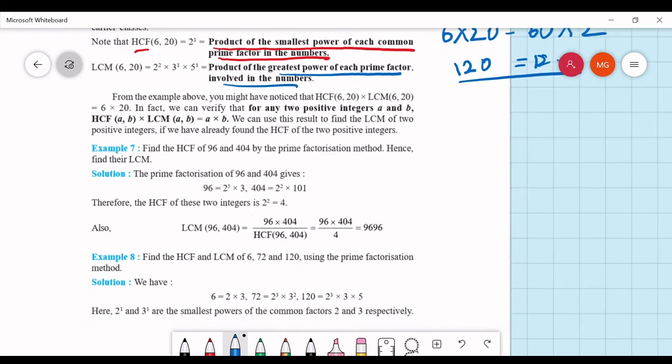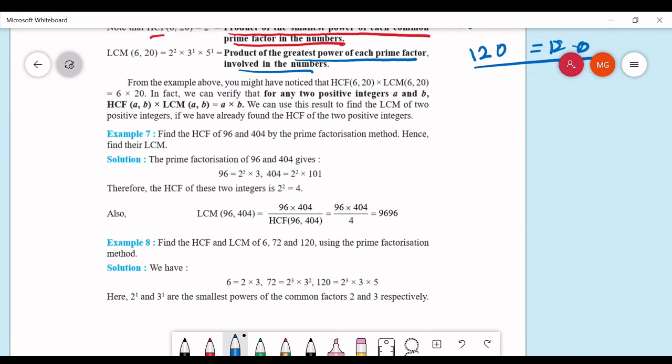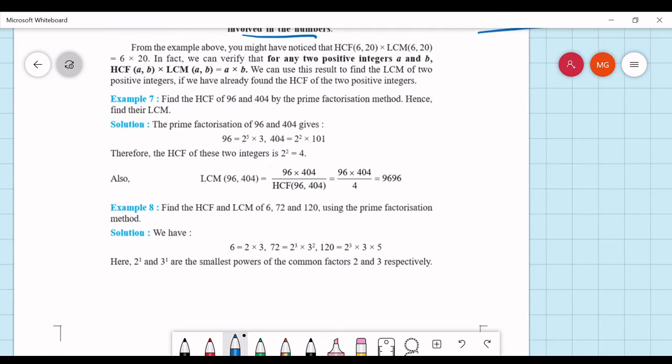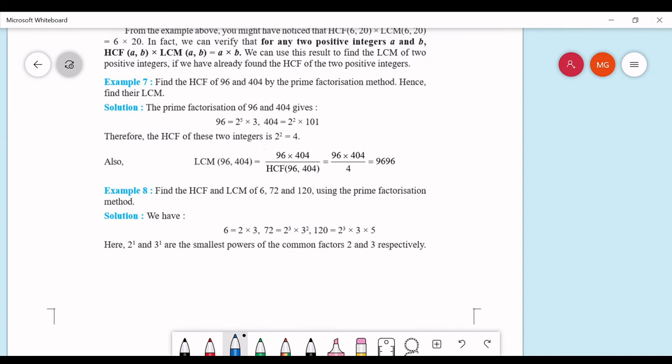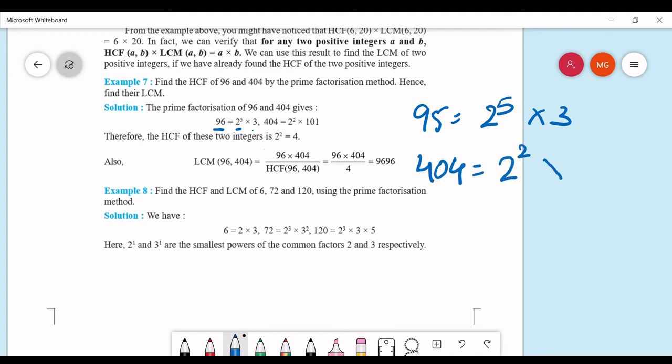Now similarly, for example number 7, find the HCF of 96 and 404 by the prime factorization method, right? So after prime factorization, 96 can be written as 2 to power 5 multiplied by 3. And for 404, what they got? They got 2 to power 2 multiplied by 101, right?